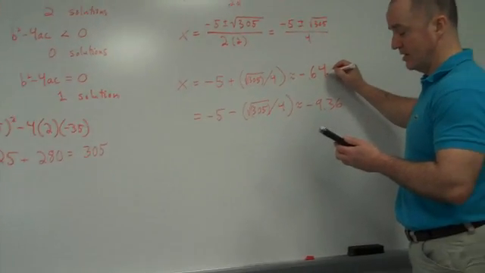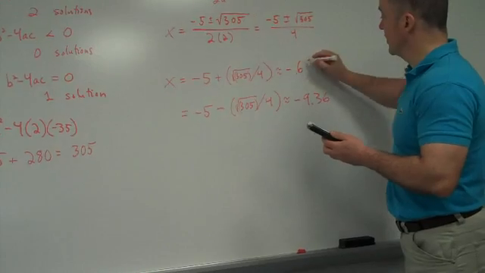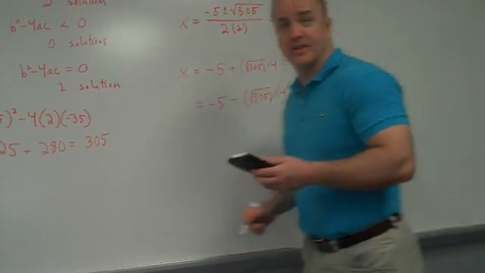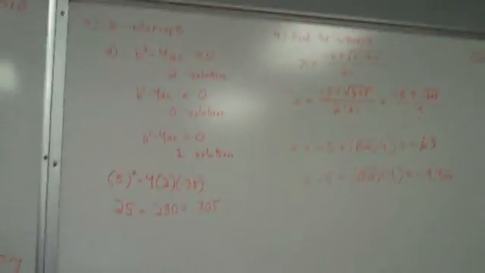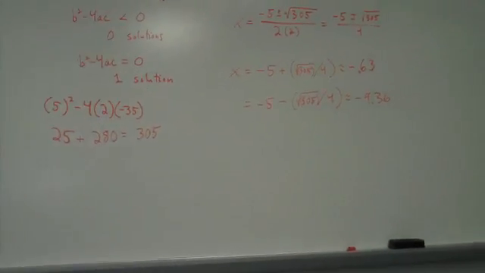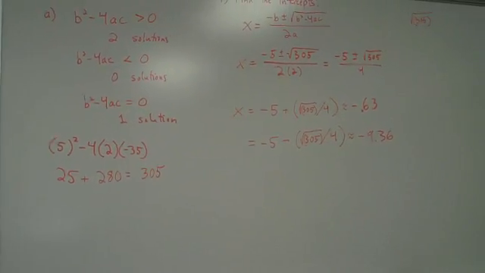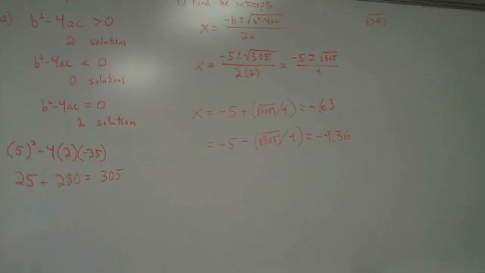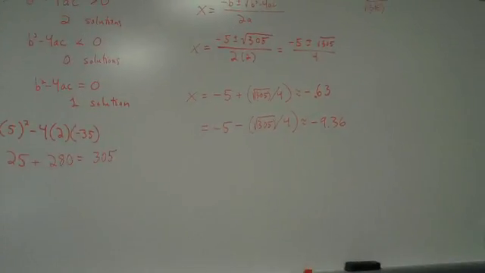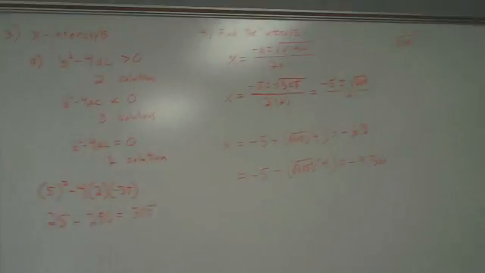Actually, it's negative 0.63. I'm rounding incorrectly. Thank you. Amanda got 64, but not 64. You forgot to put the divided by 4 in the second one, so you multiplied 305 times 4, then divided it.